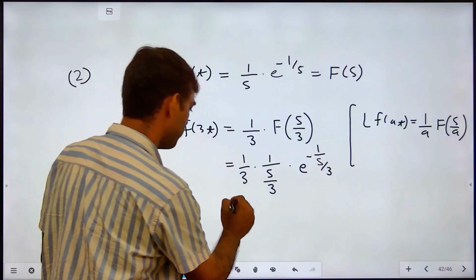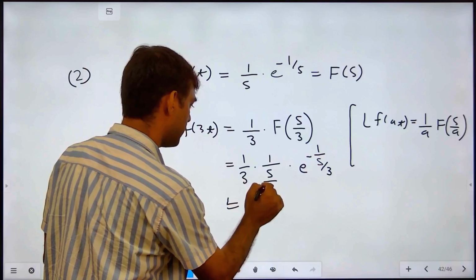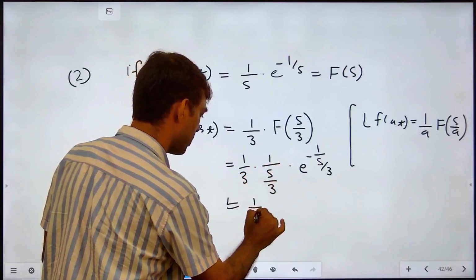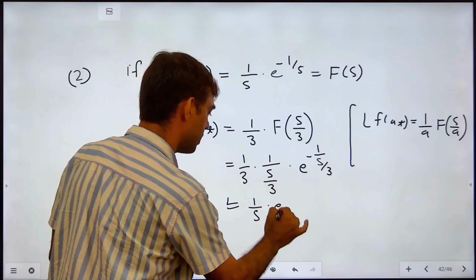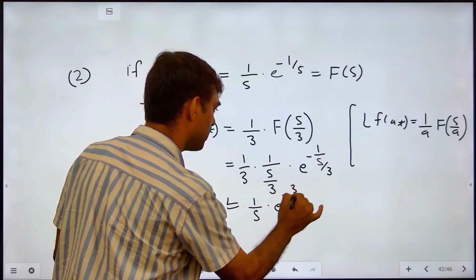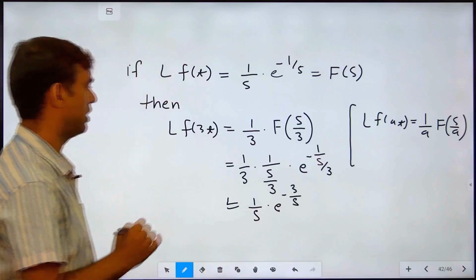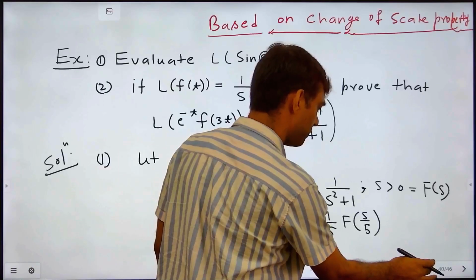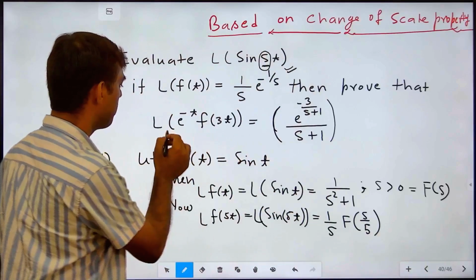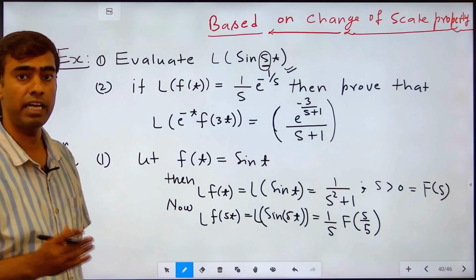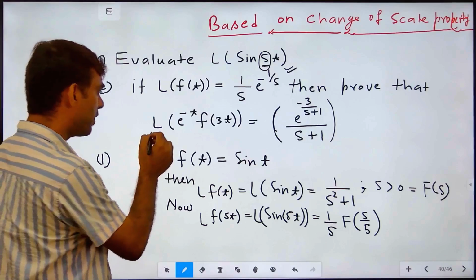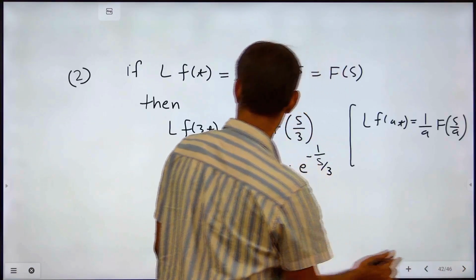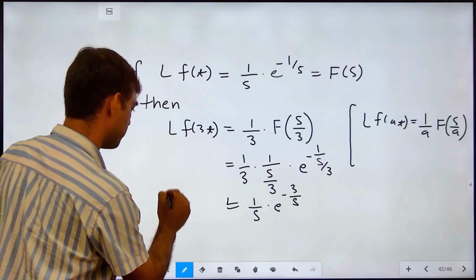Now, if we simplify this result, then the 3s cancel out, and this becomes 1 upon s into e to power minus 3 upon s. Now, what is the question? The question is to find the Laplace transform for e to power minus t f(3t). Now, we have found the Laplace transform for f(3t).